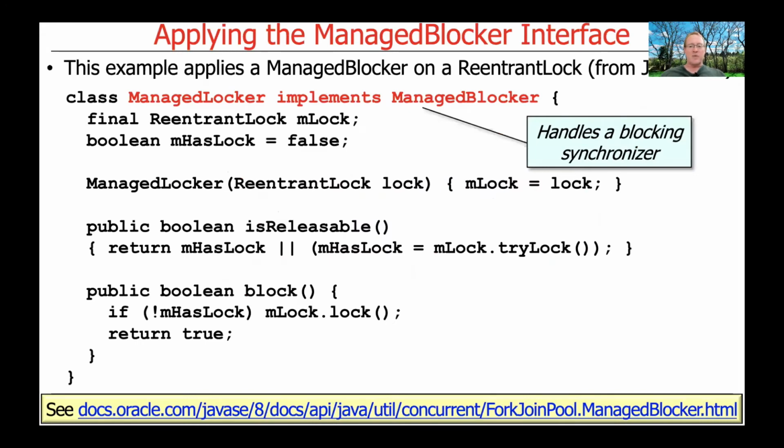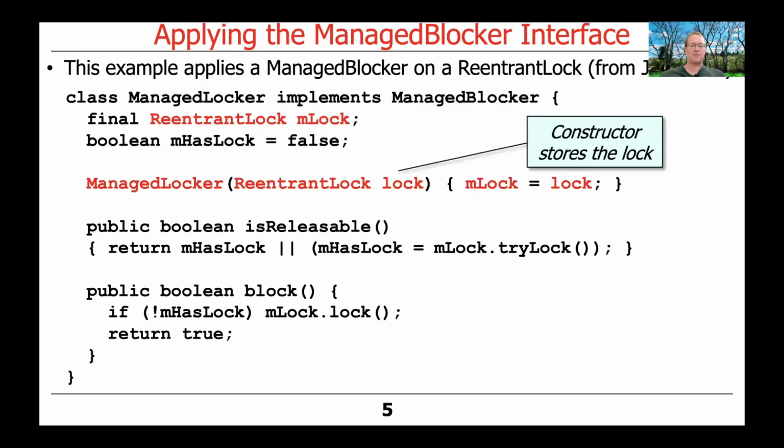This particular example that we're going to look at comes straight out of the Java docs documentation for ManagedBlocker. And the only real difference between looking at the documentation and what I'm about to describe to you is that the documentation doesn't walk through everything step by step, which of course is what we're going to do. So you can see here, we define a class called ManagedBlocker that implements the ManagedBlocker interface. And what it's going to be used for here is to handle a blocking synchronizer.